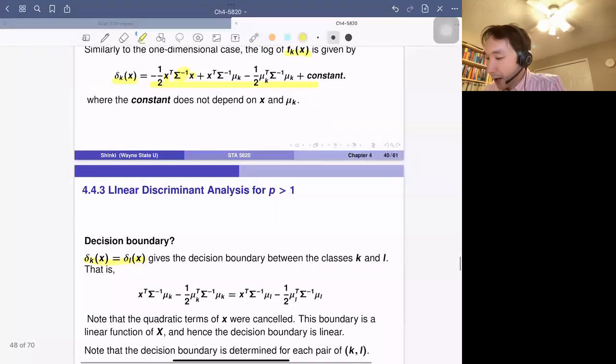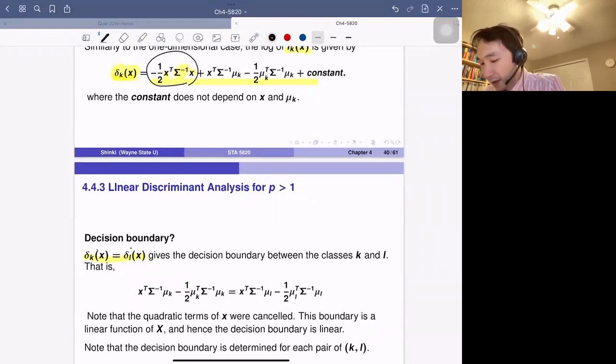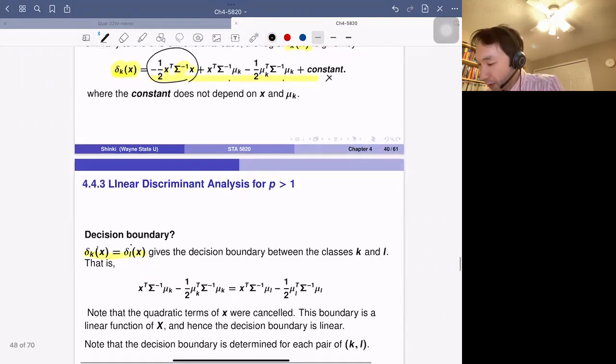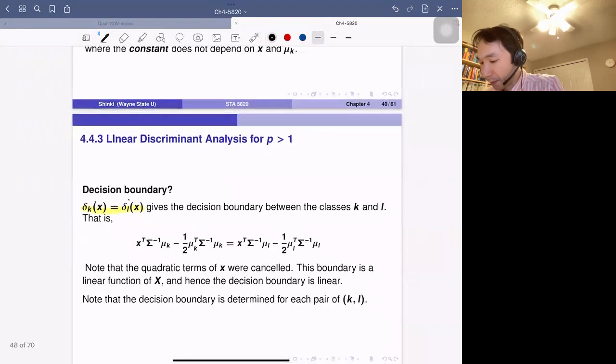So we compare this for k and l. Then the first term does not depend on k, so it cancels if we equate delta k and delta l. So the only important terms are the last two terms, and the constant term also does not matter. So what's happening here? What's the boundary? Then you can see that this is a linear equation, a linear function of x.